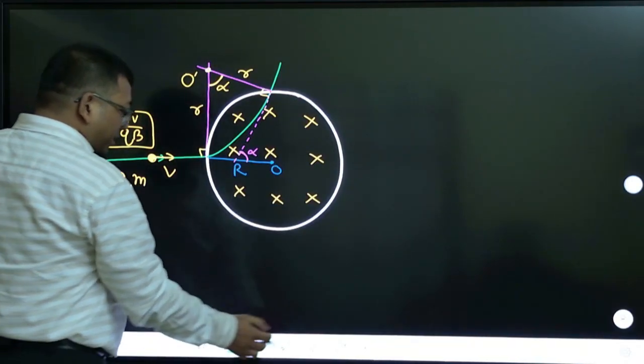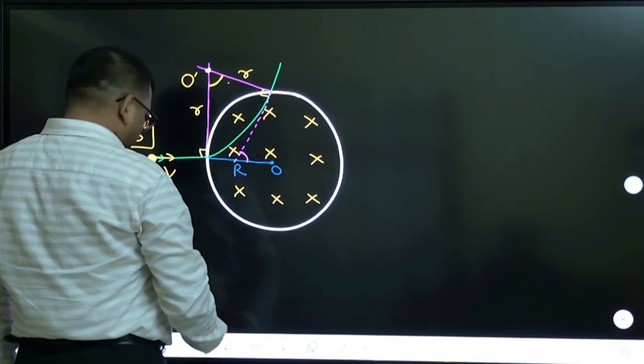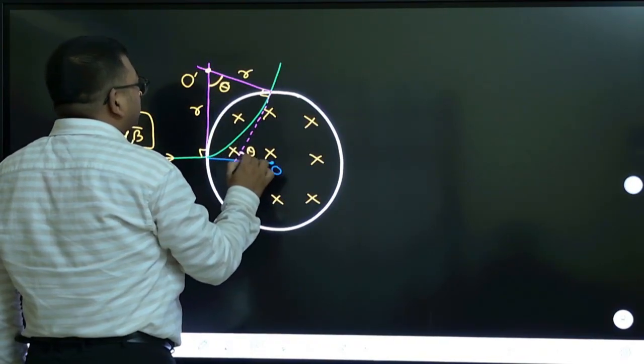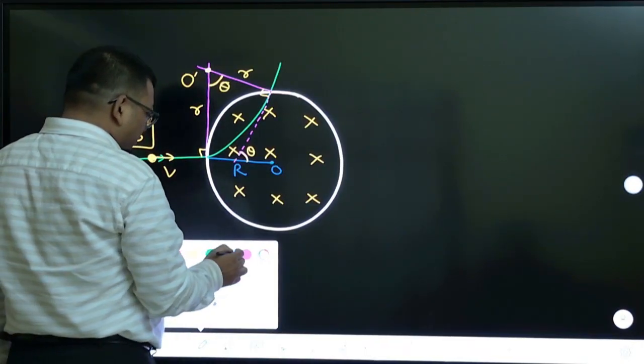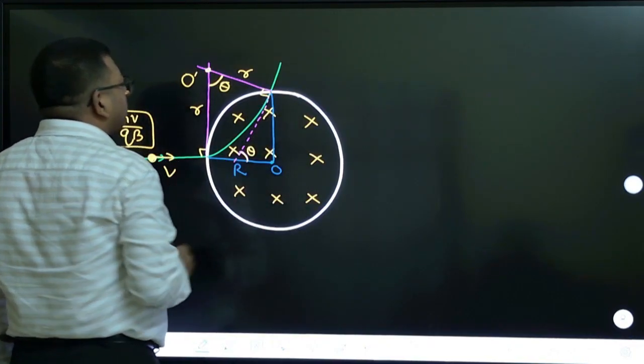Okay, let us keep this as theta only. So these angles I am keeping as theta, so this angle will be theta. But if I join this one, definitely I can join this one, right?